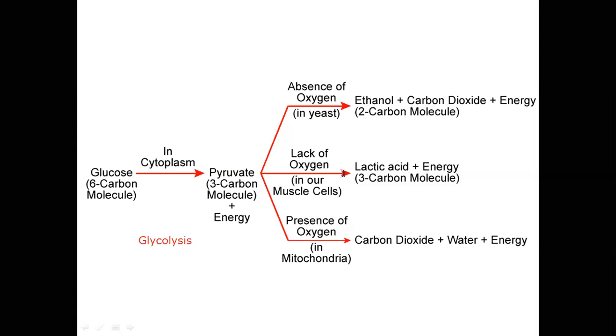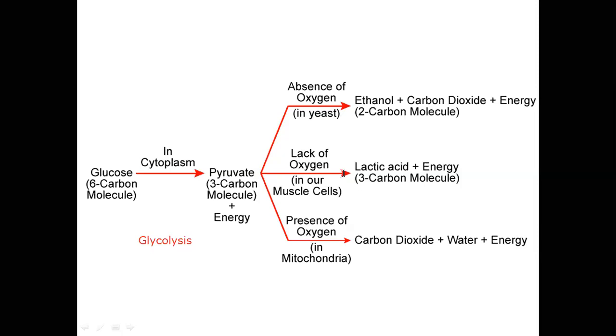When we run very fast, a lot of energy is needed, but that much energy is not provided by aerobic respiration alone. Anaerobic respiration also occurs to help. In that case, when there is lack of oxygen in our muscle cells, pyruvic acid will get converted into lactic acid plus energy. This process is again an anaerobic process.